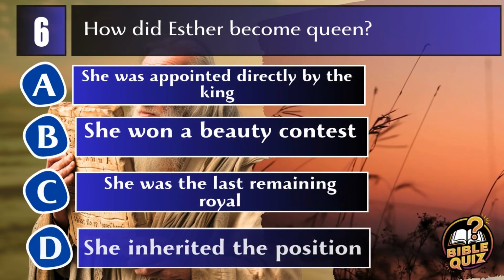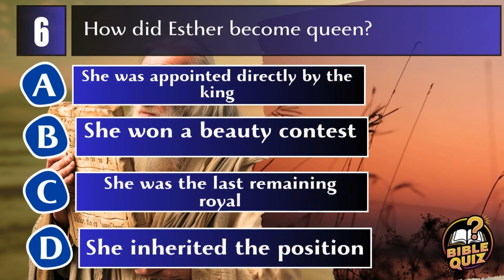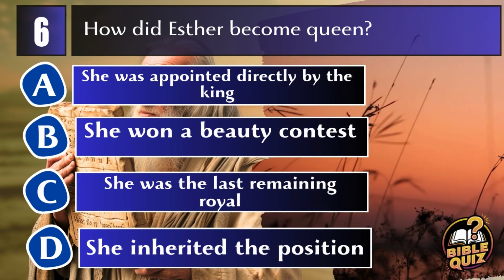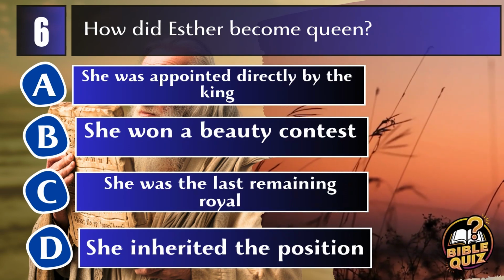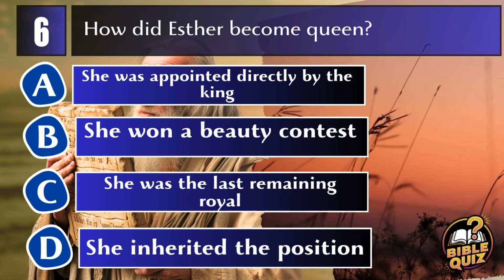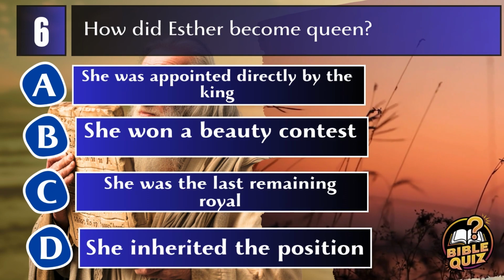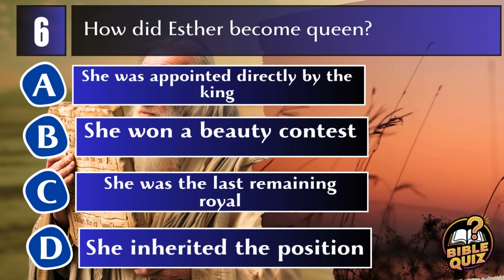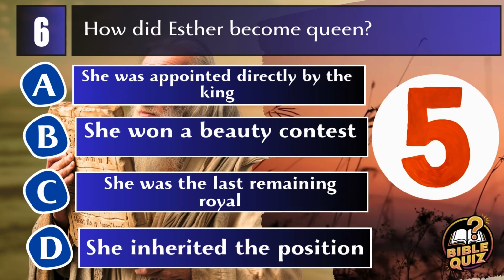Question 6. How did Esther become queen? A. She was appointed directly by the king. B. She won a beauty contest. C. She was the last remaining royal. D. She inherited the position.